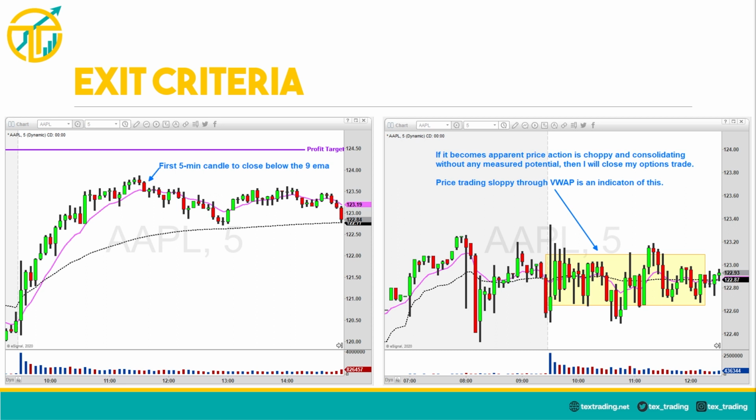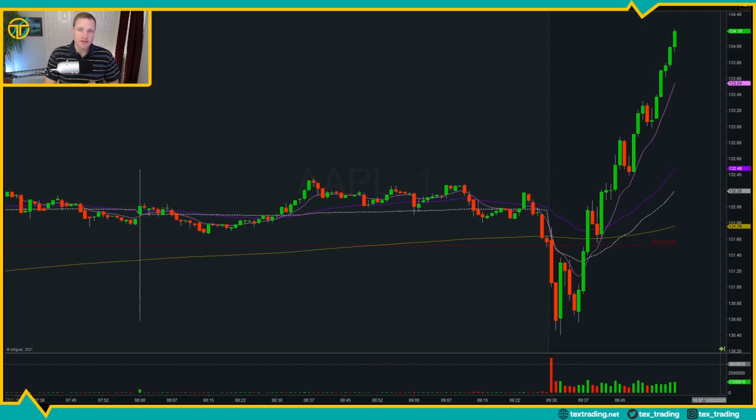Now that we've looked at an overview of my strategies and trade criteria, let's take a look at some practical examples with some live videos. Alright guys, so in this example, I want to show you what I call an opening range scalp, followed by a proper opening range breakout.